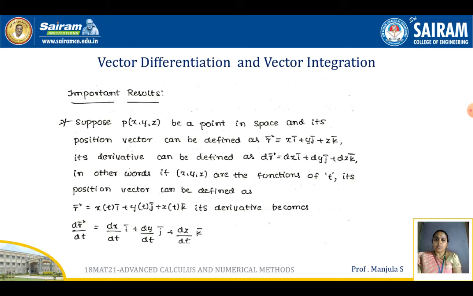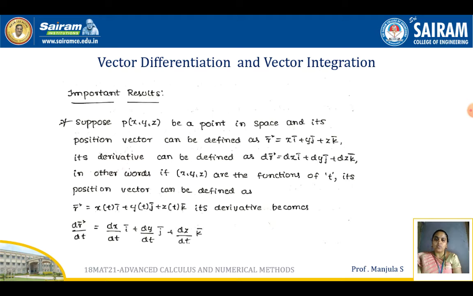First, suppose P of x, y, z be a point in space and its position vector can be defined as vector r equals x i cap plus y j cap plus z k cap. Its derivative can be defined as dr equals dx i cap plus dy j cap plus dz k cap. In other words, if x, y, z are functions of t, its position vector can be defined like this: vector r can be written as x of t i cap plus y of t j cap plus z of t k cap.